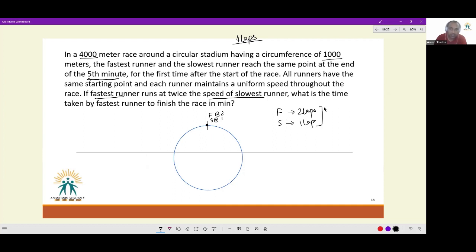So the faster guy has taken 2 laps in 5 minutes and the slower guy has taken 1 lap in 5 minutes. The race was of how many laps? 4 laps. The faster guy is taking 2 laps in 5 minutes. So he will take 4 laps in 10 minutes. Answer to the question is 10.